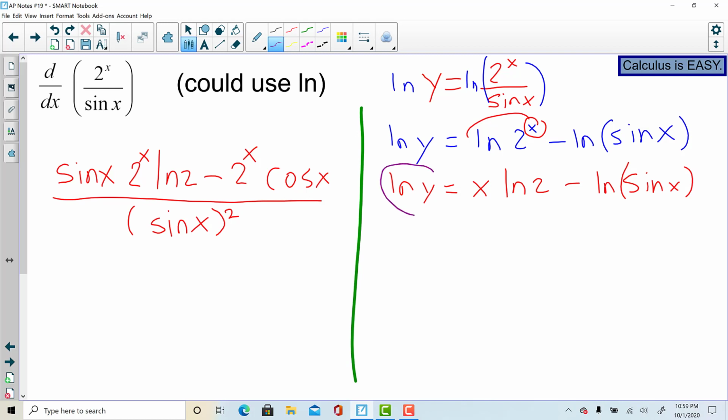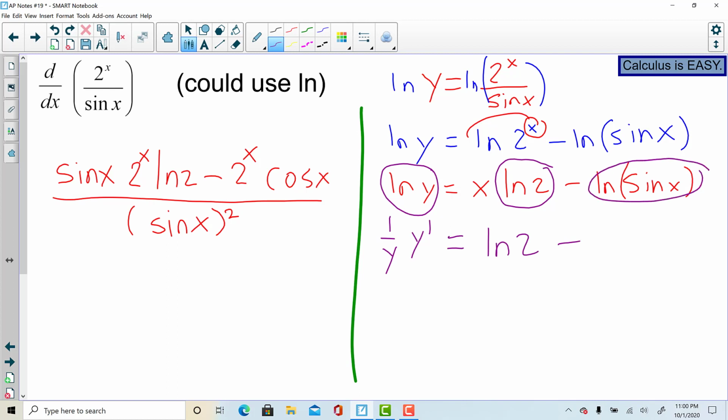The derivative for ln of y is 1 over y, and then y prime. And that's because we're doing the derivative with respect to x, and that was a y. Now this is just a constant. It's just like a number. So if you have a number times x, the derivative is just the number. Now the derivative for ln of sine of x is going to be 1 over sine times the derivative of sine, and that would be cosine.